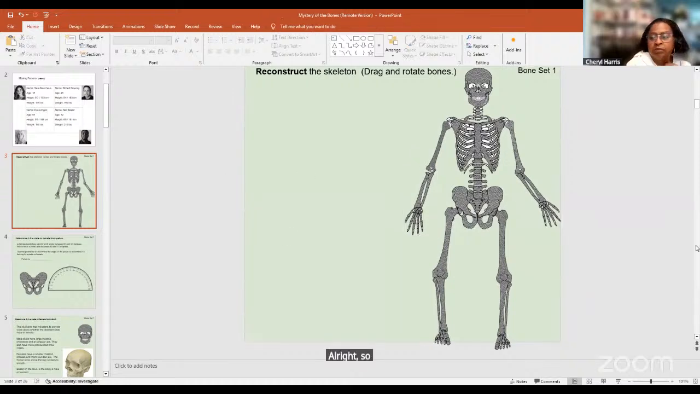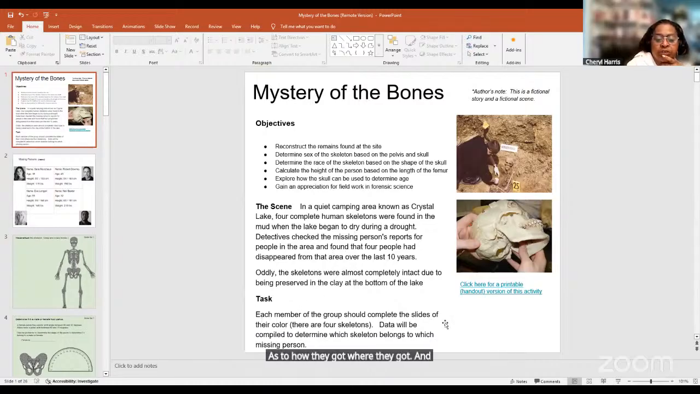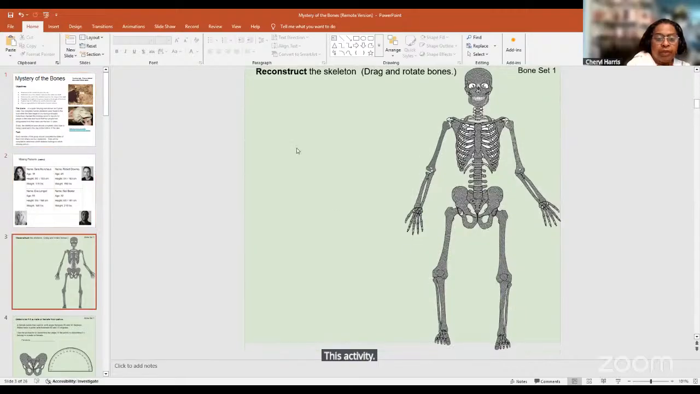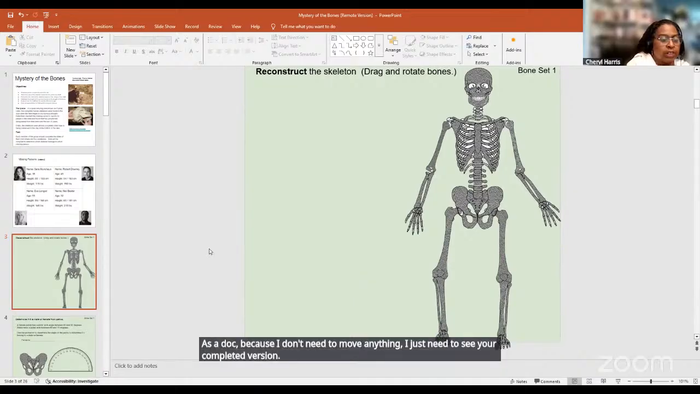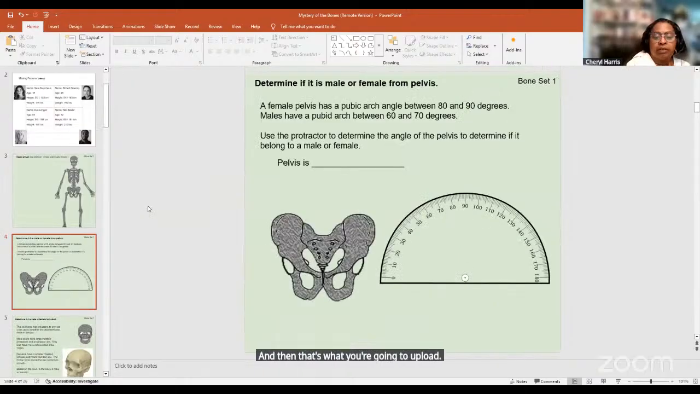All right, so I've demonstrated a lot of stuff, but do go back and read the introduction as to how they got where they got. And your task is to complete the slides of the 4 individuals and complete the data chart. So this is what your aim is for this activity. And then when you finish the PowerPoint, you can save it as a doc because I don't need to move anything. I just need to see your completed version. And that might be a smaller thing to upload than the PowerPoint. And then that's what you're going to upload in the Dropbox.